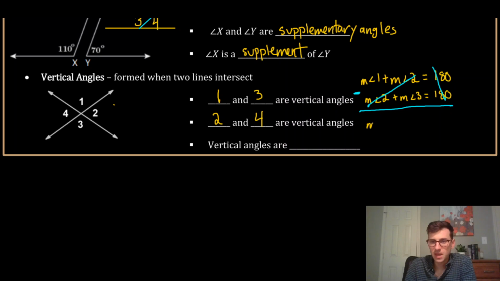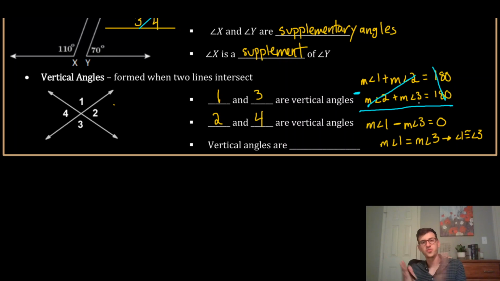So then I would get the measure of angle 1 minus the measure of angle 3 equal to 0. Add angle 3 to both sides. The measure of angle 1 is equal to the measure of angle 3. Or another way to say that, as we've talked about earlier, angle 1 is congruent to angle 3. So based on that quick proof, it's not super rigorous, but a quick proof, vertical angles are congruent. They're always congruent. You're going to use that a lot. But keep that in your mind. Vertical angles, they are congruent.